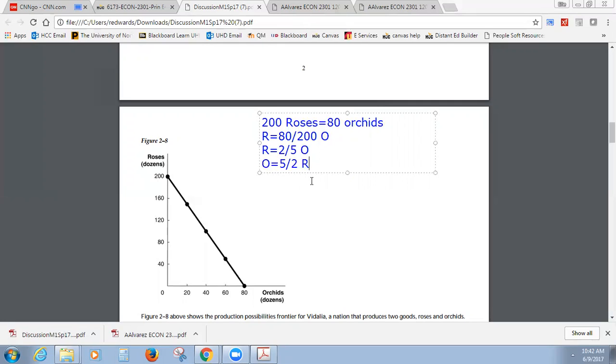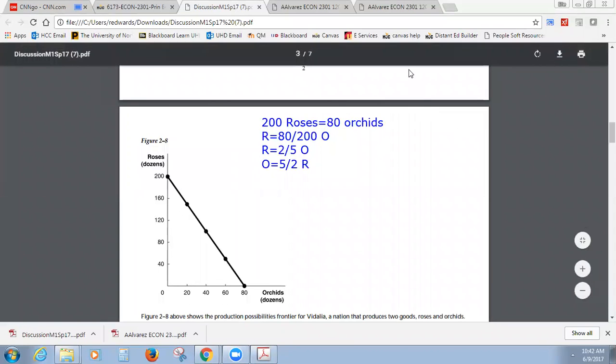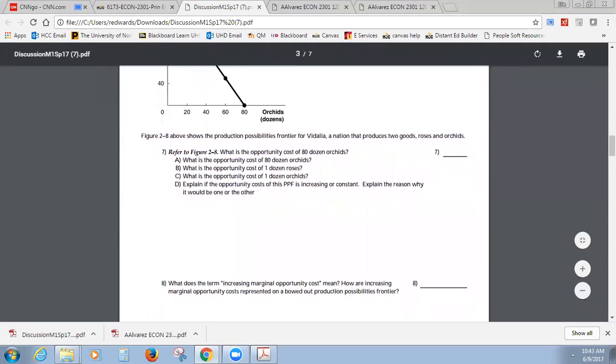All right, so the question asks here, what is the opportunity cost of 200 roses? Well, it's going to be 80 orchids. In the time that it took me to produce 200 roses, I could have produced 80 orchids. Well, what's the opportunity cost of a rose? For every rose I make, I'm giving up the chance to make 2/5 of a dozen orchids. For every orchid I make, I'm giving up 5 halves of a rose. So step one, set them equal to each other. Step two, solve for them in terms of each other.